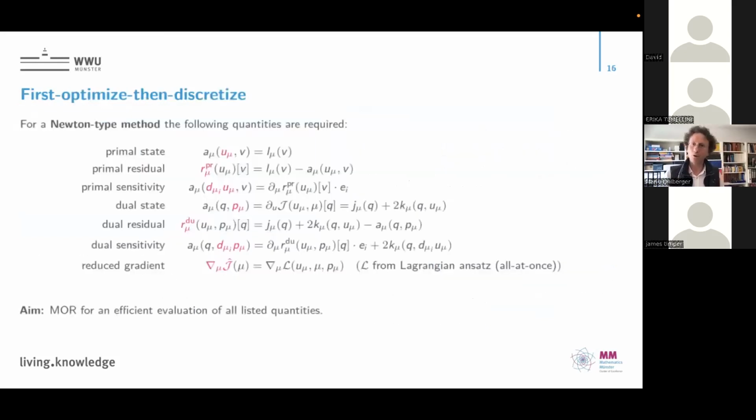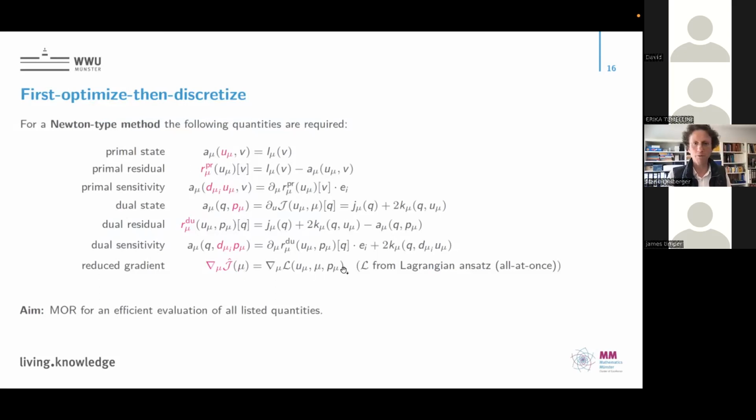First of all, if we solve these optimization problems, we make use of the first-optimize-then-discretize approach, which means that we use the connection between the first-order necessary conditions for an optimum and the corresponding definition of a dual state equation. This is the dual state, p mu. And this p mu allows us to have fast access to the gradient of the objective function with respect to the parameter.